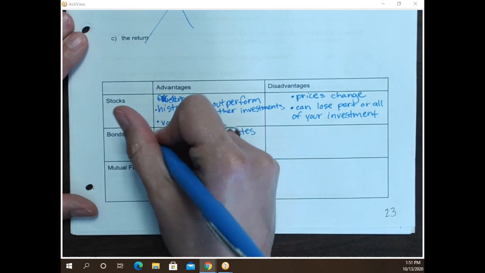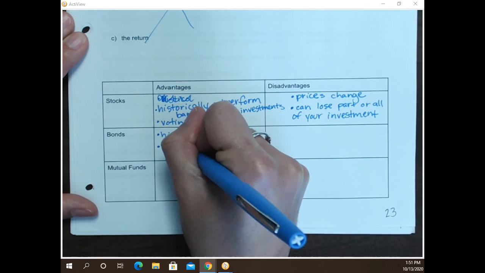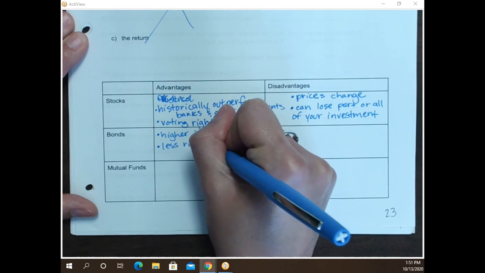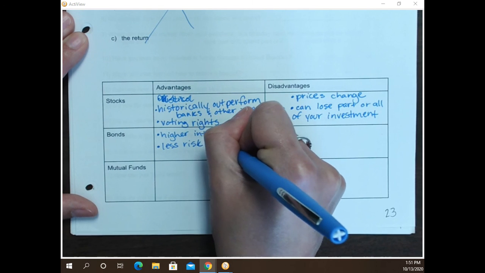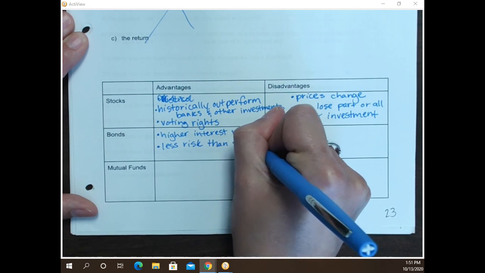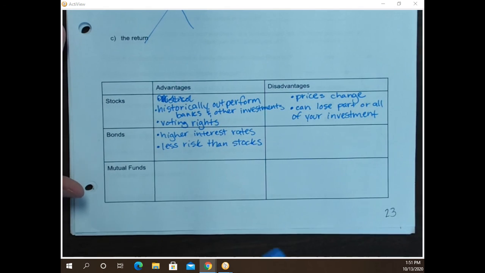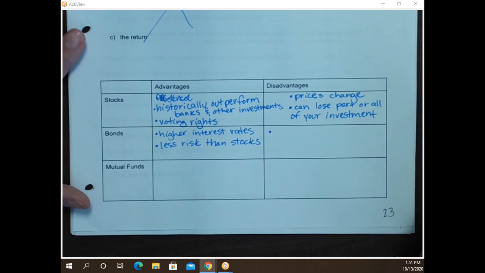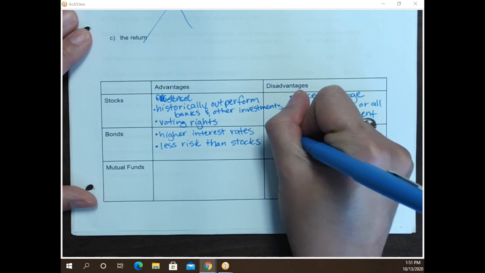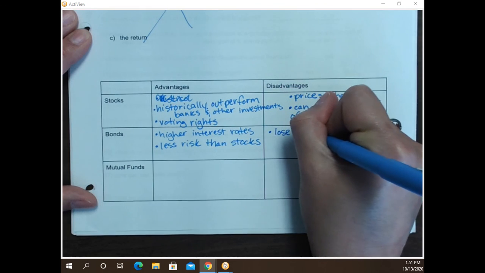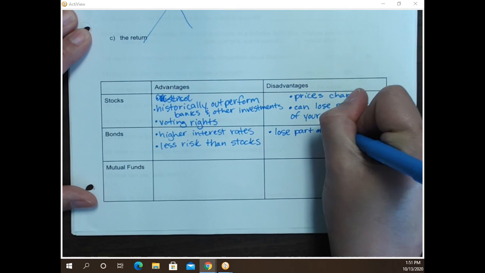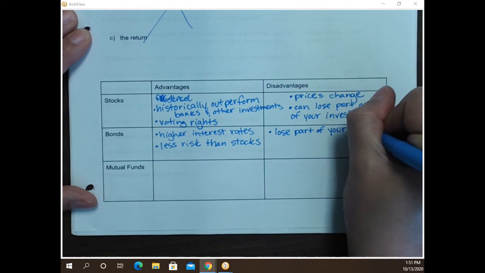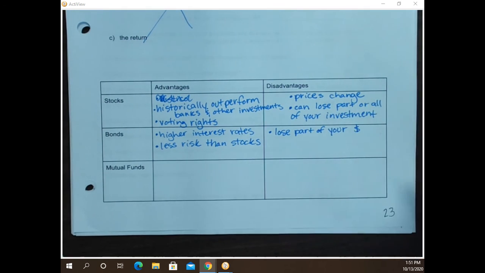Bonds also typically carry less risk than stocks. Bonds tend to be more secure than stocks. They're not risk-free though, so you can lose part of your investment if you what's called sell them early.